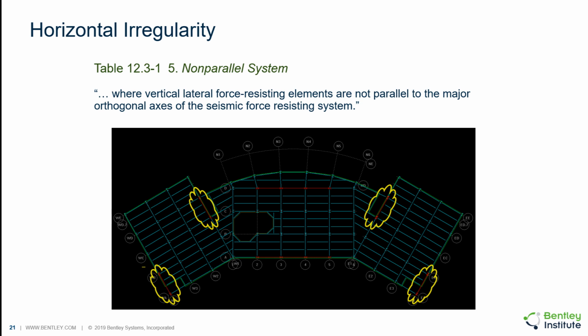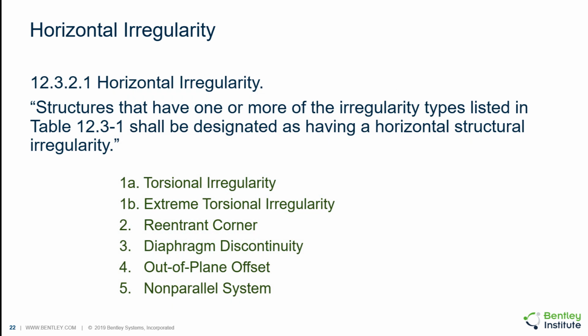A non-parallel system irregularity is defined to exist where the lateral frames or walls are not parallel to the global orthogonal axes, as illustrated here. So these are the horizontal irregularities according to ASCE 7.